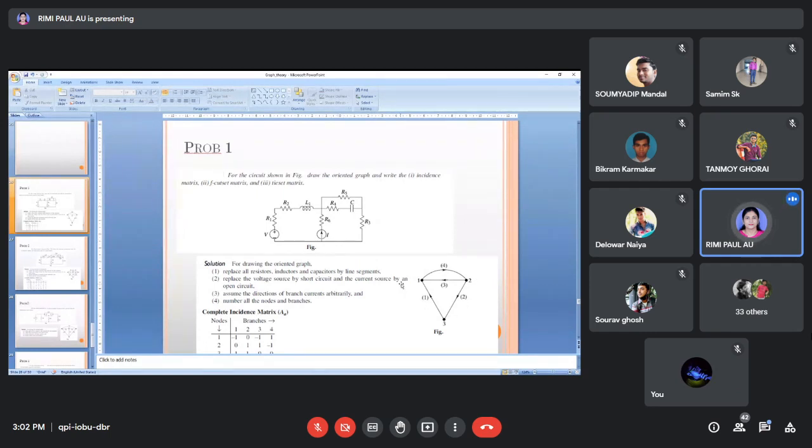So first, draw the graph. So this is the graph. One branch, one branch. This is 2 nodes. So here 2 branches are connected, another 3 branches connected. So total number of branches 1, 2, 3, 4. Total number of nodes 1, 2, 3.